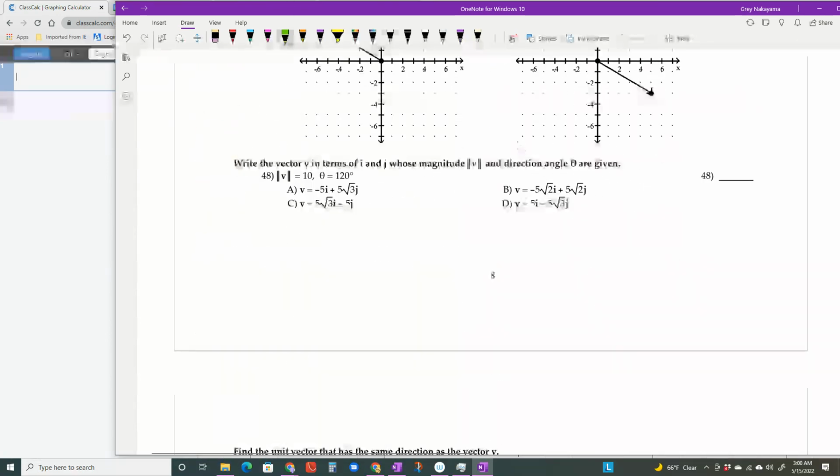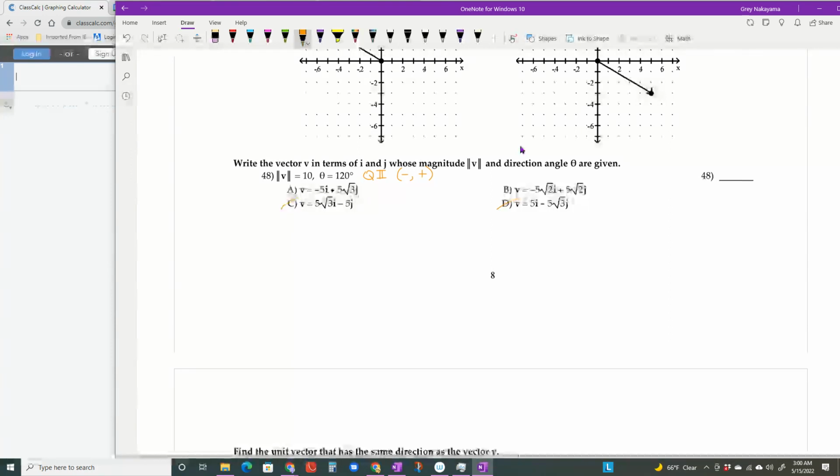Same concept that I've been doing, y'all. 120 is in quadrant 2, and in quadrant 2, you go negative and then positive. So which of these answers goes negative and then positive? A does. C, nope. D, B does. But D does not. So we got to know which of these it is.